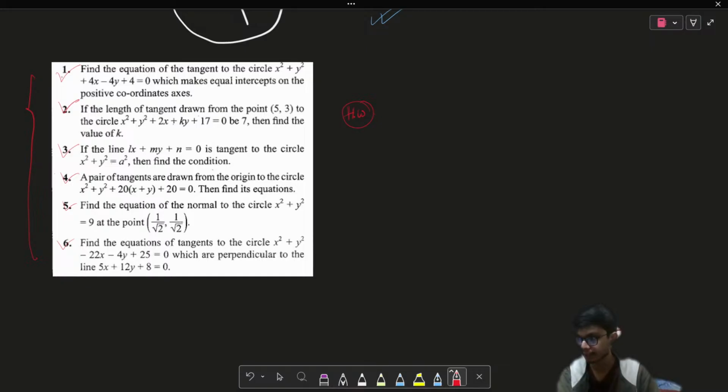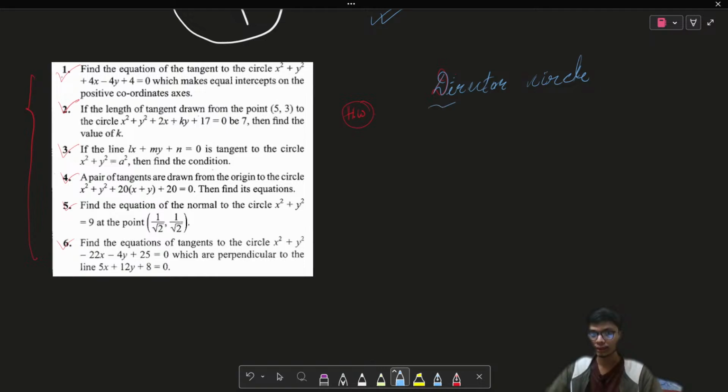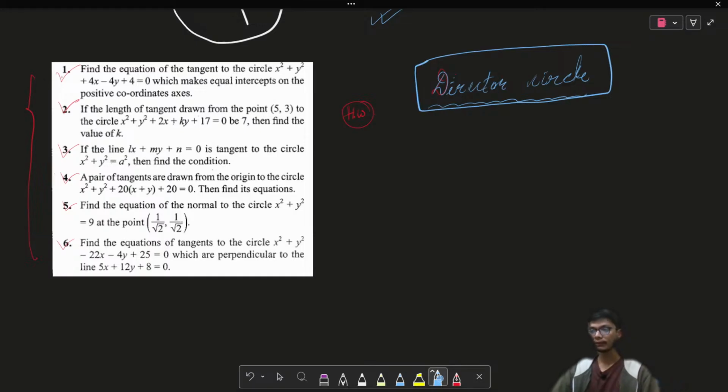So let us today start with our concept, which is going to be the director circle. In today's class we are going to discuss the director circle. What is the concept of the director circle and why is it important? This concept will definitely come up in all portions of conic sections. For a given curve, you will be asked to find the director circle.